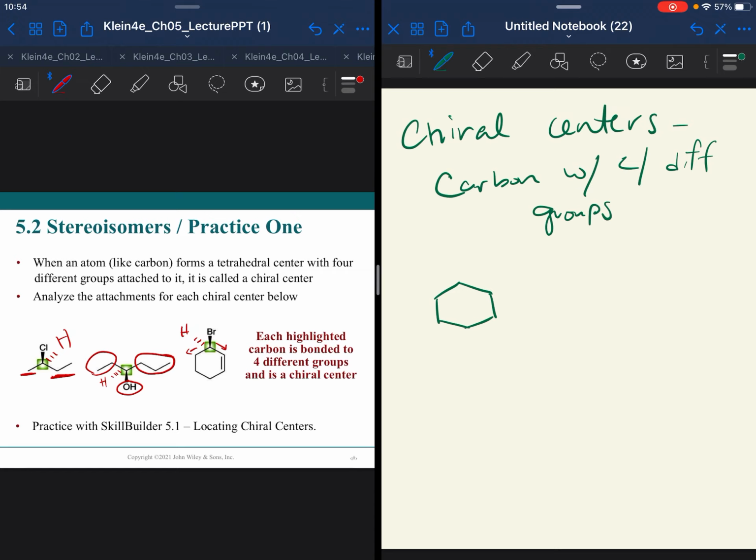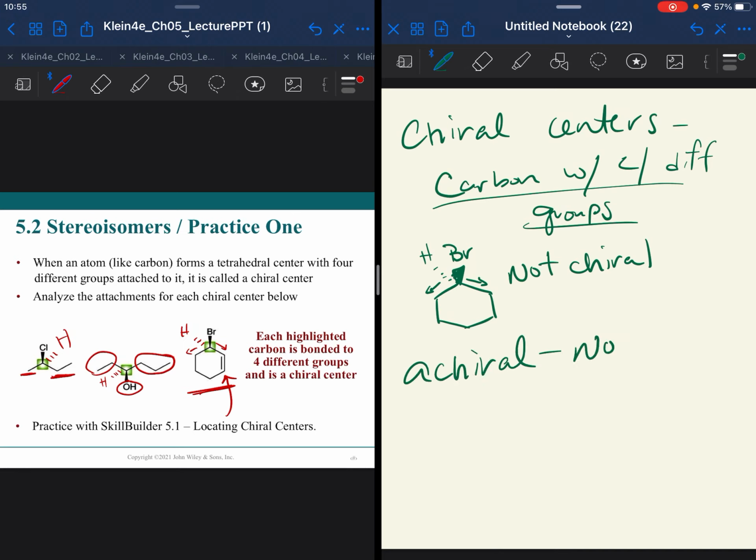Something I want to point out is the symmetry does matter. If I had something like a bromocyclohexane instead of one with a double bond in it, this is not chiral. There is not a chiral center here. The reason is you do have a bromine and you have a hydrogen, but if you go down the right path or the left path, it's identical. It's 5 CH2 groups. So it is the double bond over here that is causing the other one to be chiral. So carbon with 4 different groups is chiral, and for it to be achiral, which means not chiral, 2 of the groups will have to be the same, like you see in this example here.